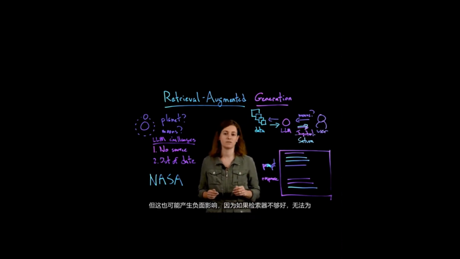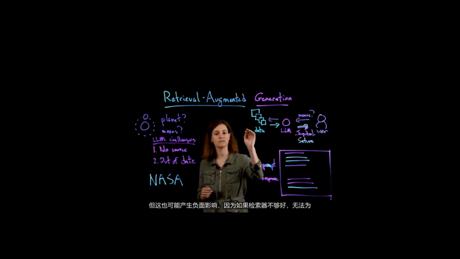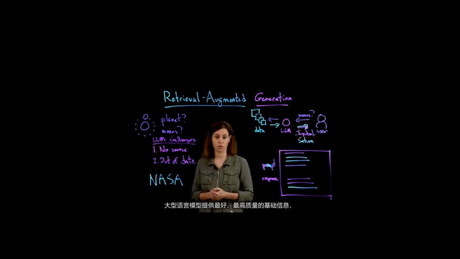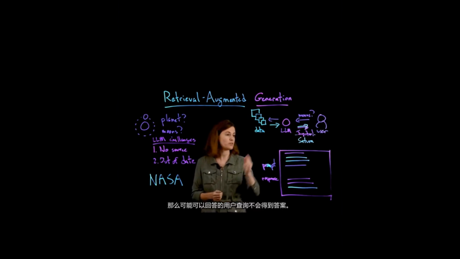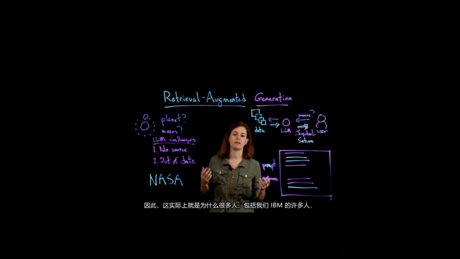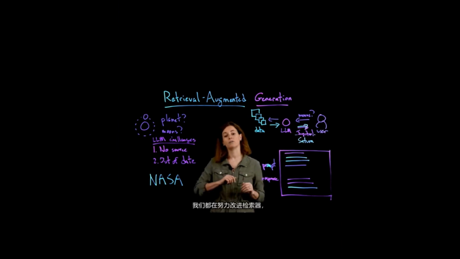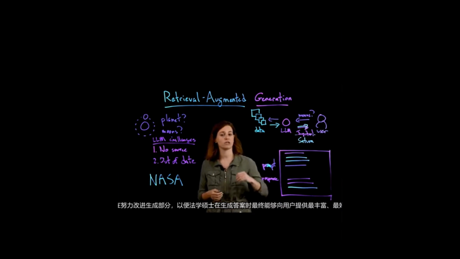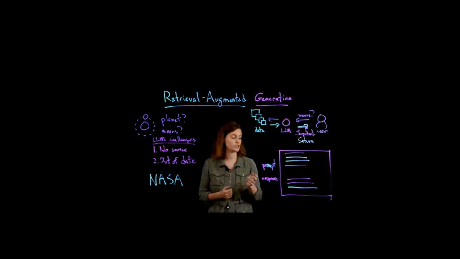This can have a negative effect as well, though, because if the retriever is not sufficiently good to give the large language model the best, highest quality grounding information, then maybe the user's query that is answerable doesn't get an answer. So this is actually why lots of folks, including many of us here at IBM, are working the problem on both sides. We are both working to improve the retriever, to give the large language model the best quality data on which to ground its response, and also the generative part so that the LLM can give the richest, best response finally to the user when it generates the answer.